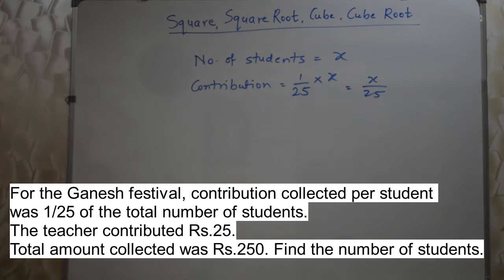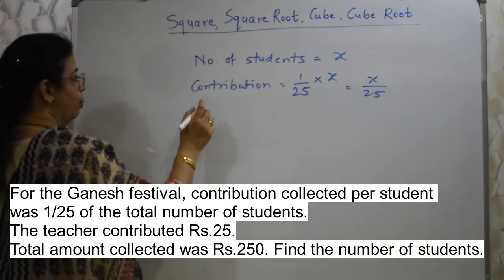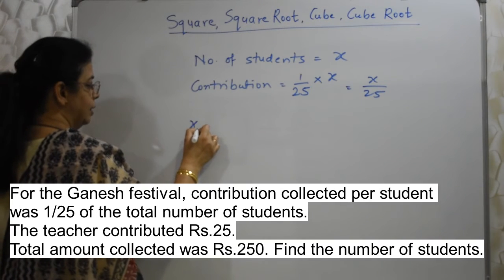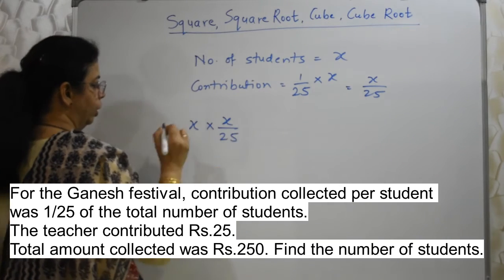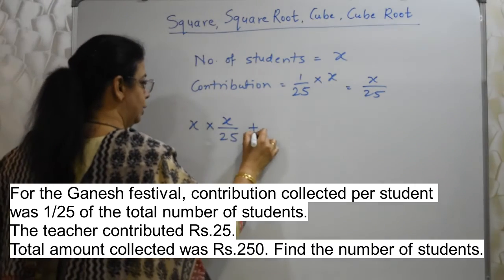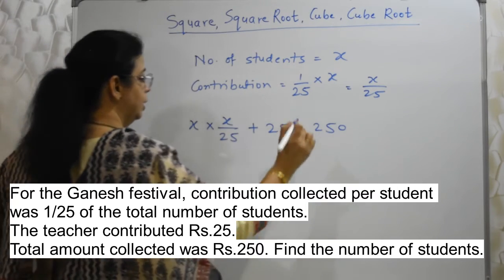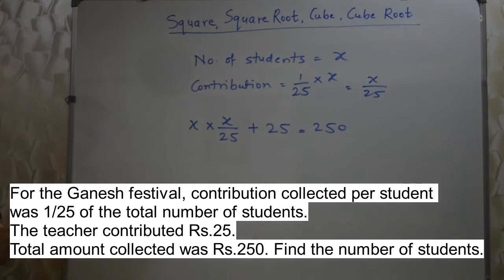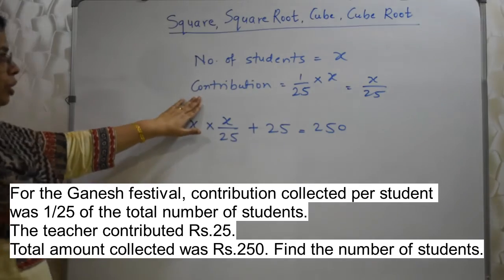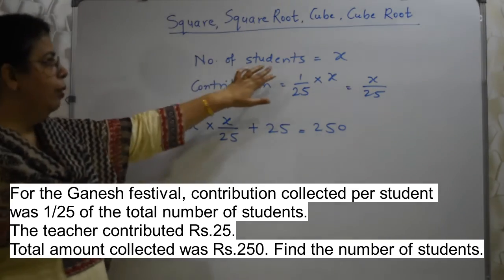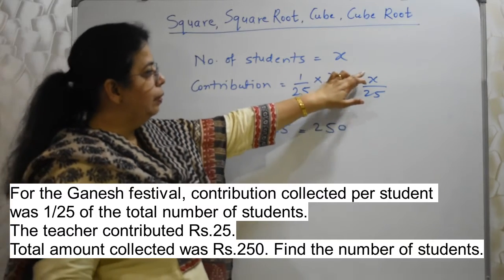Now we can write our equation. Teacher has contributed 25. Total contribution of students will be x, number of students, into contribution of each student, that is x/25, plus teacher का 25. Total is 250. This is the equation. Very easy. ये assume किया total of number of students x. So contribution they have mentioned in the question, that is 1/25 of total number of students, that we have assumed as x. So it is x/25.